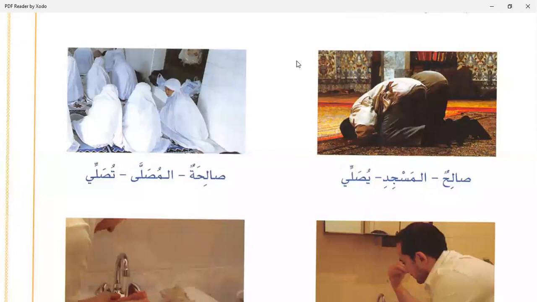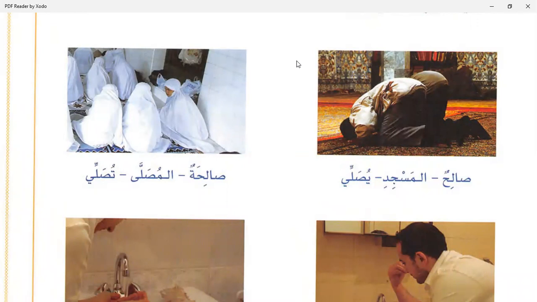وأين الصالح؟ على المسجد يصلي. صلي في المسجد يصلي. Okay, صلي في مسجد يصلي. وأين صالحة؟ صالحة.